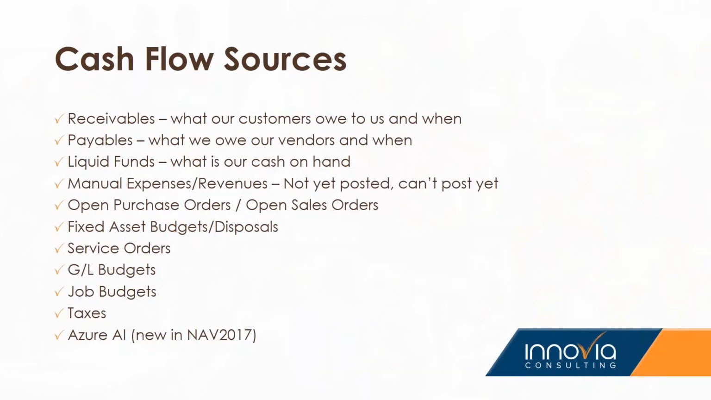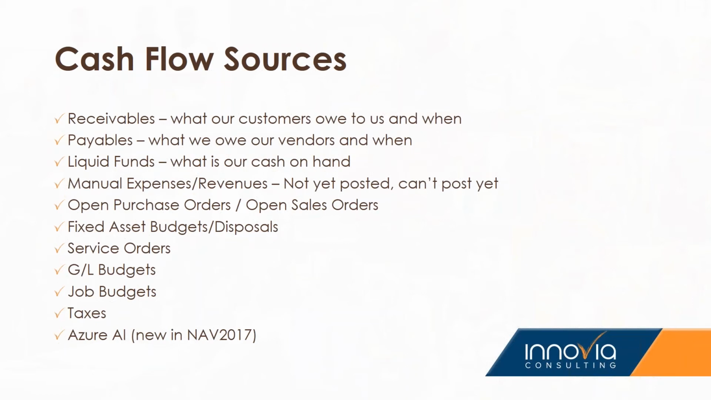So we have a variety of cash flow sources that we can set up in the system that can be used as part of the forecast. We obviously have our receivables, and that would be based on any of our open customer ledger entries. We have payables based on our vendor ledger entries. We have our liquid funds, that is typically looking at the GL for our cash accounts. We could create manual expenses or revenues, so things that might not yet be posted. If we know maybe we have a capital expenditure coming in future months that we want to accommodate, and maybe it's not something that's in the budget, we can use these manual options for that.